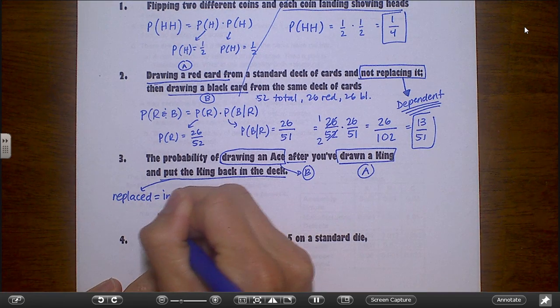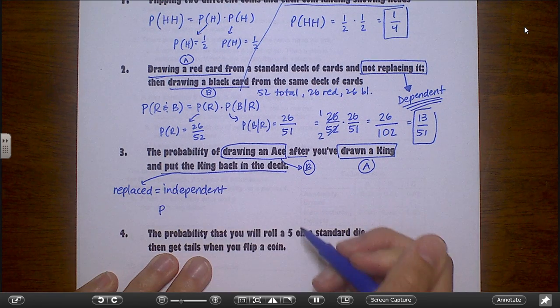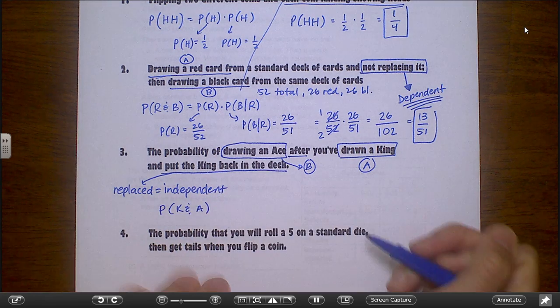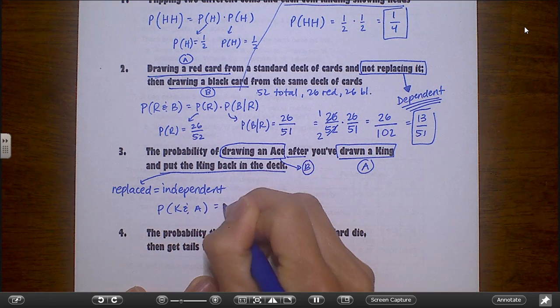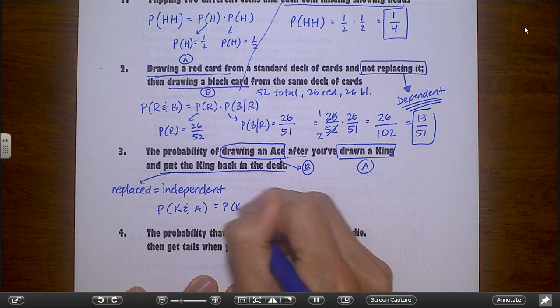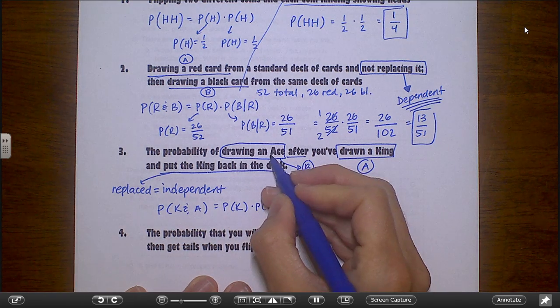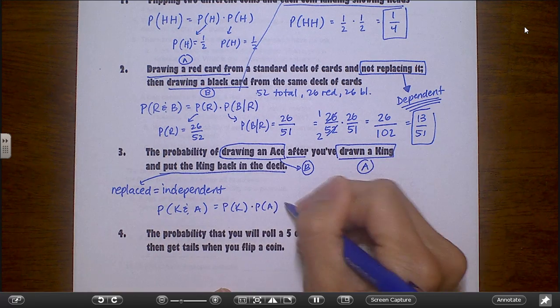All right, so probability of king and ace equals probability of king times probability of ace. Now, don't write ace given king because this is independent.